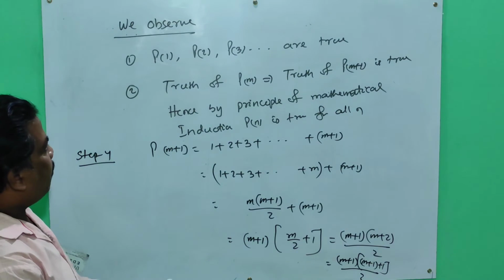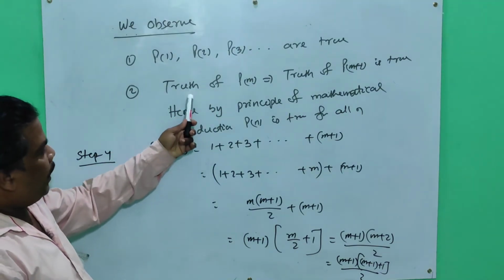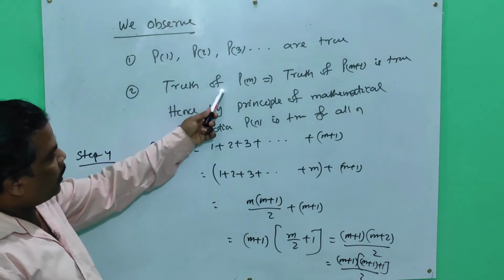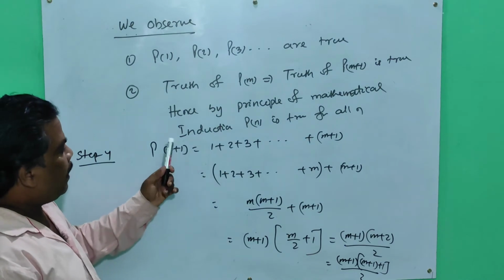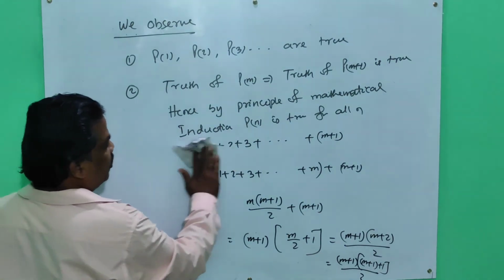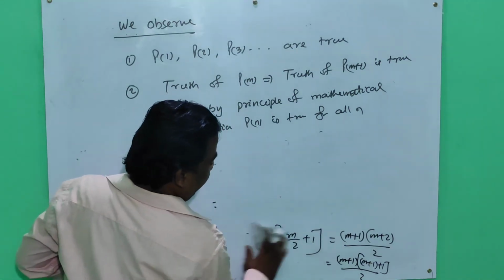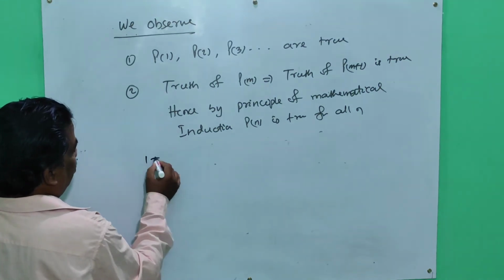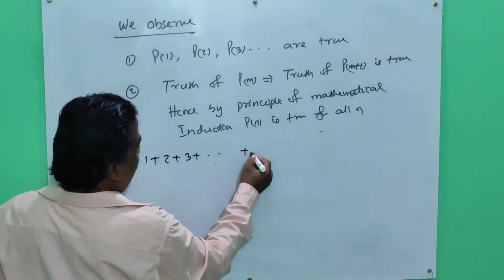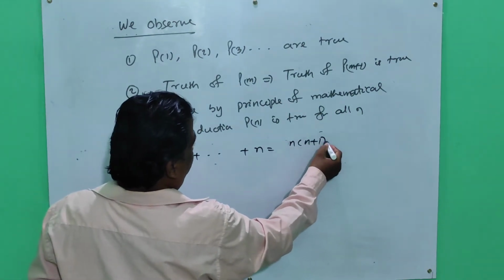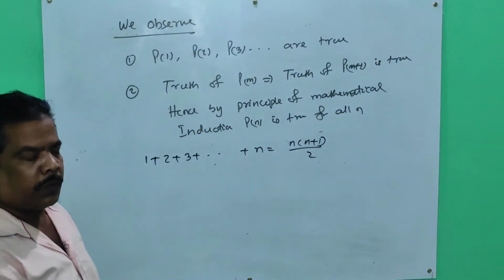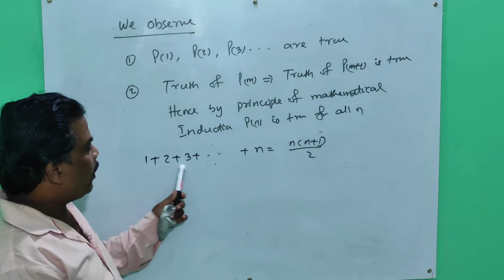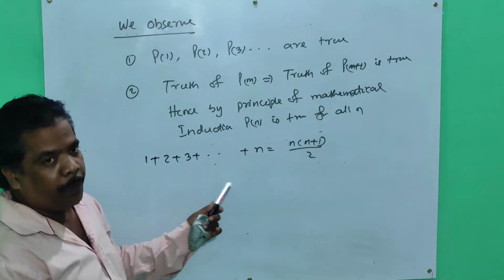Now we find P1, P2, P3 and so on are true. Whenever Pm is true, this implies Pm plus 1 is true. So Pm true implies Pm plus 1 is true. Then by the principle of induction, Pn is true for all n, that is 1 plus 2 plus 3 up to n is equal to n into (n plus 1) by 2. Now this is what we proved: the sum of 1 to n terms is n into (n plus 1) by 2, by this argument.